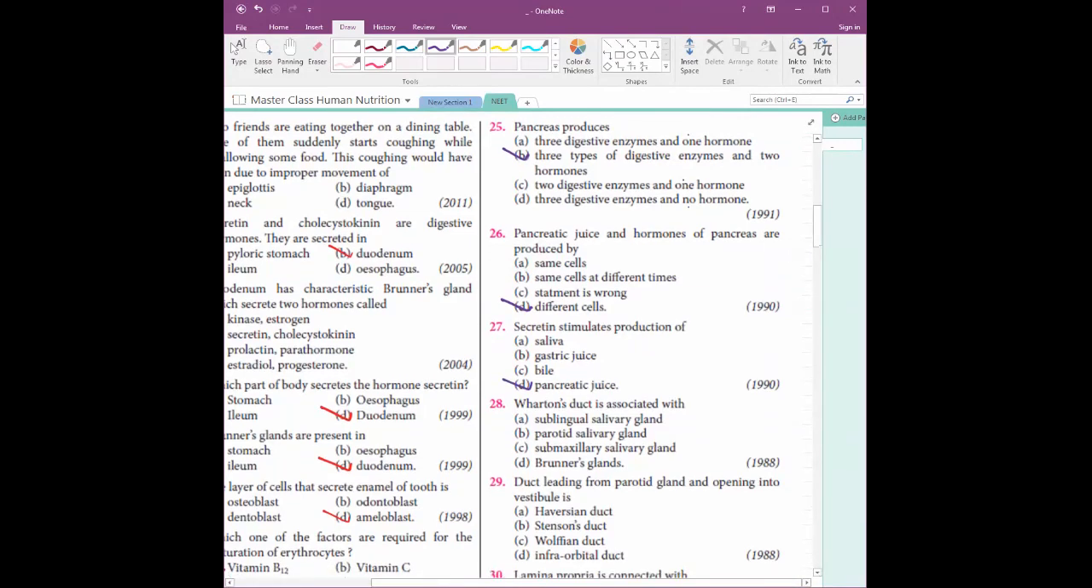Okay, Wharton's duct. Now this is something very, very new. It is a little on the different side. Wharton's duct is associated with... But I will have to tell you the answer to this.